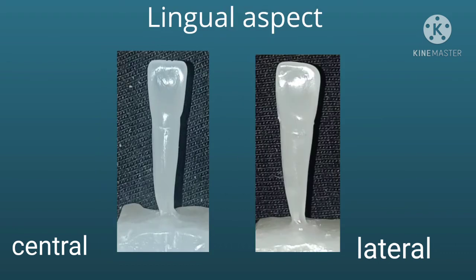When you see the lingual aspect of the central and lateral incisors, the central incisor has the prominent lingual fossa and marginal ridges, whereas the lateral incisor has less prominent fossa and marginal ridges. Here we can also appreciate both the roots are distally tilted at the apical 1/3.